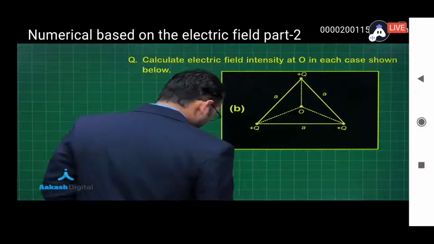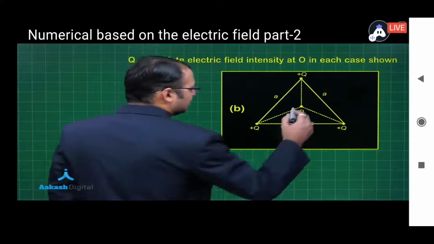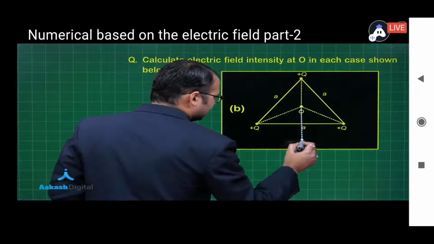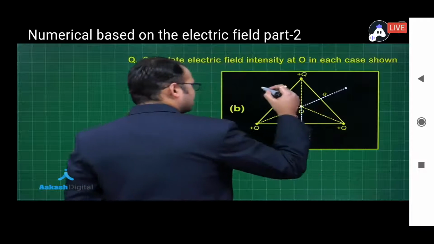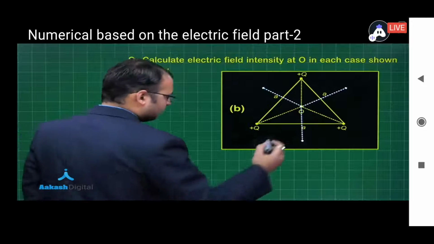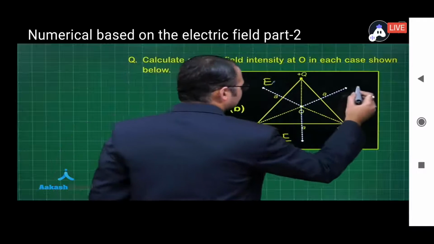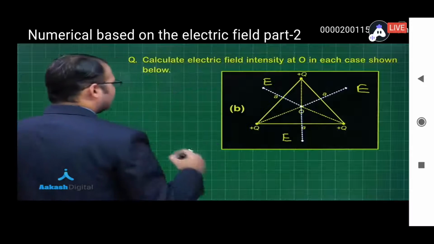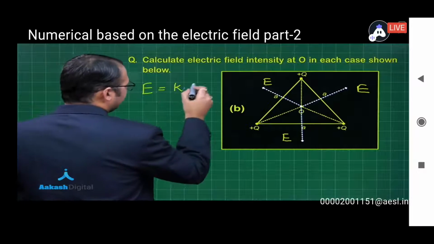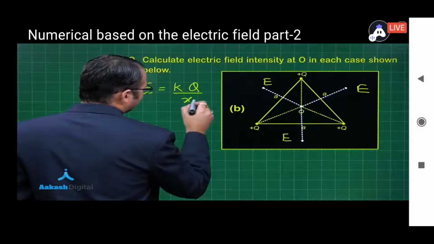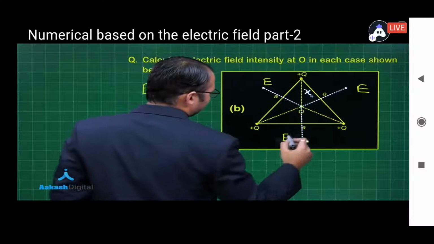We will get back to the same concept that the electric field due to these charges will be, due to this charge it will be like this, due to this charge it will be like this, and due to this charge it will be like this. And this time we are all well aware that the electric field would be E, that is the same. What would be the value of the electric field? It would be small k capital Q upon x square. What is the value of x here? So this is the value of x, right?